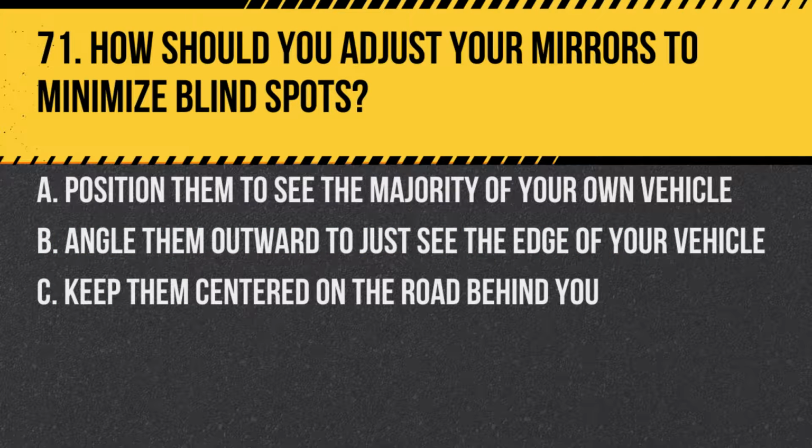Question 71. How should you adjust your mirrors to minimize blind spots? A. Position them to see the majority of your own vehicle. B. Angle them outward to just see the edge of your vehicle. C. Keep them centered on the road behind you. Answer: B. Angle them outward to just see the edge of your vehicle. Properly adjusting your mirrors to slightly show the edge of your vehicle helps minimize blind spots.